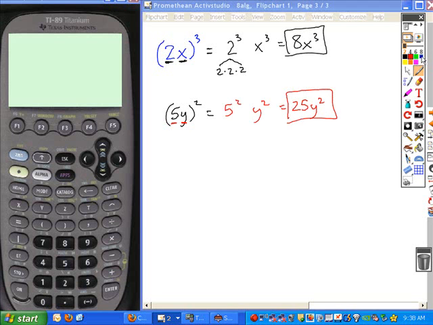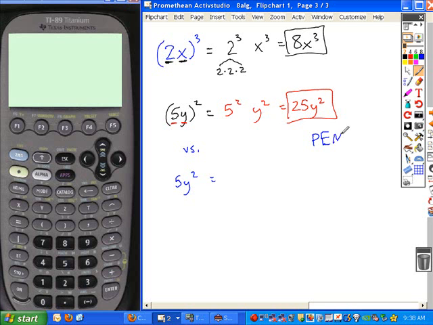And now let me compare this to something that's really close. 5y squared. Okay. What does that power of 2 apply to? What is the base for the power of 2? Harrison? Just the y, right? And remember order of operations. Okay. Order of operations, you guys remember this saying?